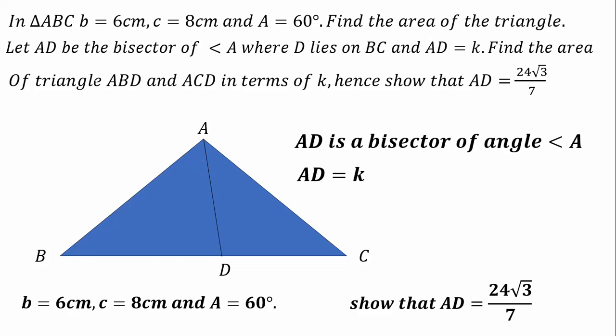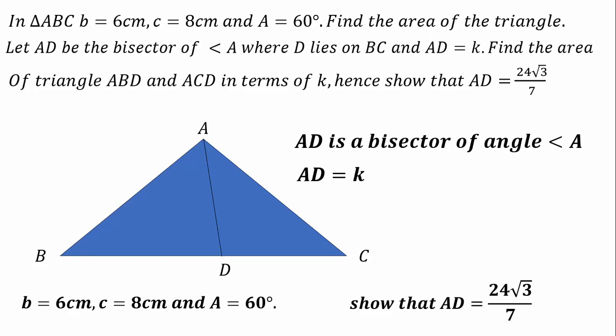So now the problem is that in triangle ABC, B is equal to 6 centimeters, C is equal to 8 centimeters, and angle A is equal to 60 degrees. So find the area of the triangle. Let AD be the bisector of angle A, where D lies on BC, and AD is equal to K. Find the area of triangles ABD and ACD in terms of K. Hence, show that AD is equal to 24 root 3 divided by 7.